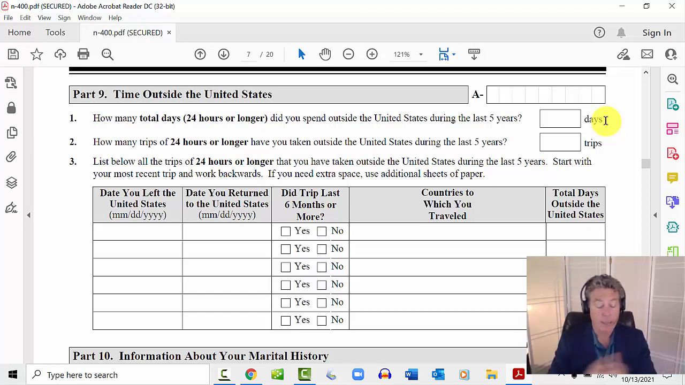They want accuracy. So if you travel a lot, a lot of people get stuck here because they just throw up their hands and go, "Oh my God, I've traveled so much. How am I ever going to get this piece of information together?" Well, they're going to deny you if you don't have it together.